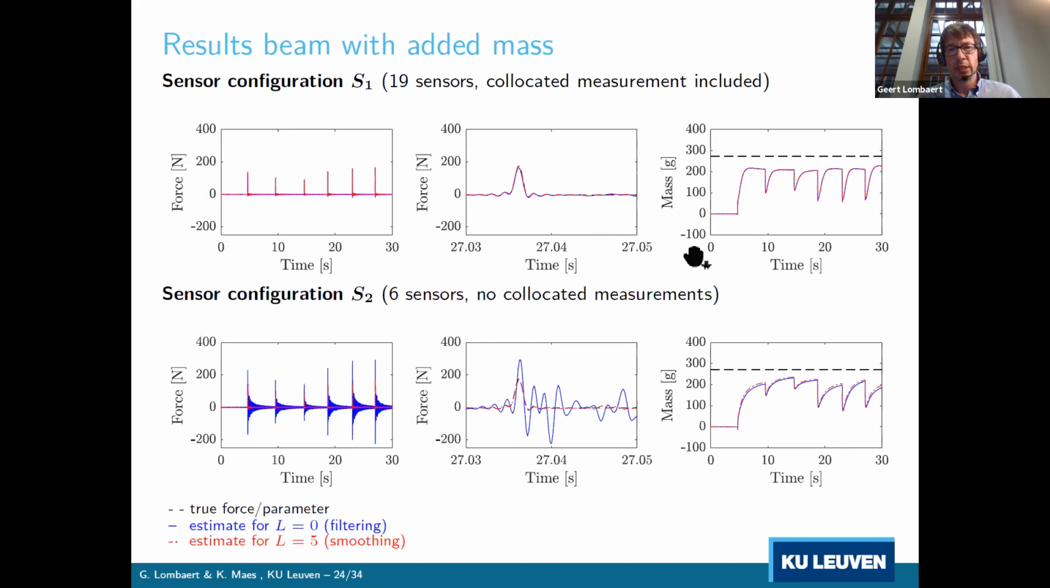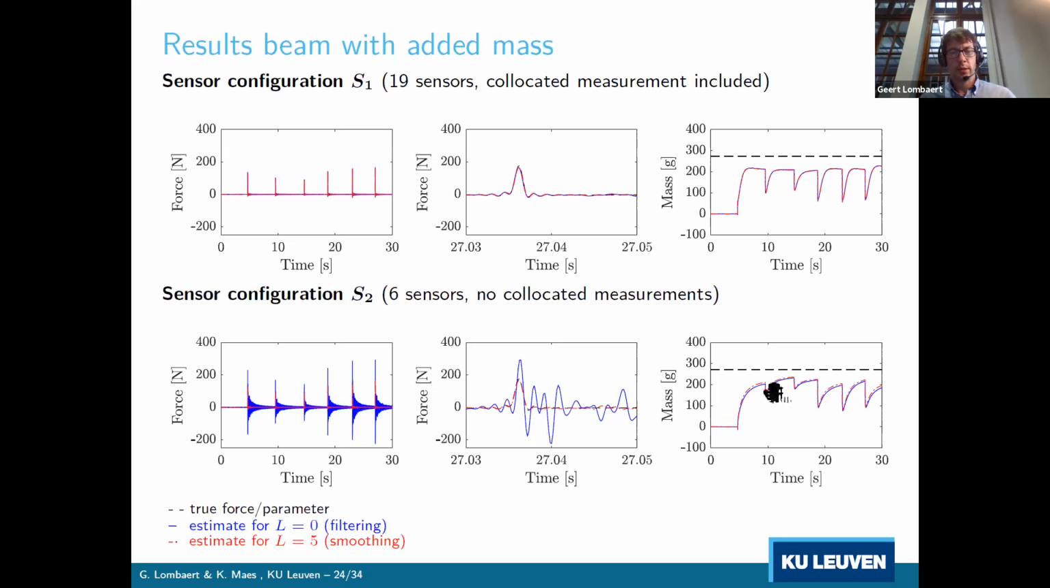This is for the second set of sensors, a similar result. So the most important difference is the lack of a collocated acceleration measurement. And you can clearly see how this has a large impact on the estimate for the filtering algorithm. You can see basically how the impact is now estimated as a force which has a very oscillatory behavior as opposed to the original impact.